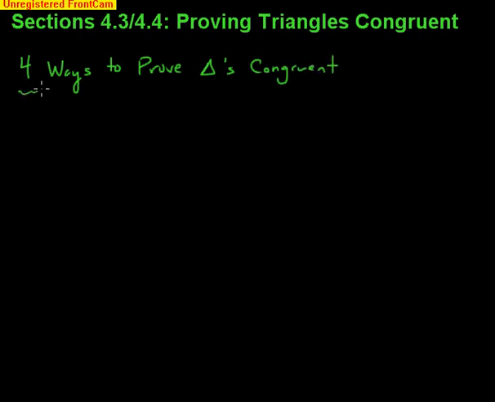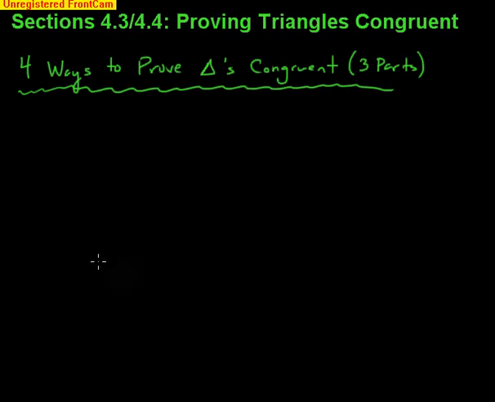What's nice about these 4 ways is you only need 3 parts in each way. If you think about a triangle, there are 6 parts: 3 sides and 3 angles. In these 4 ways to prove triangles congruent, you only need 3 of the 6 parts. The first 2 are going to involve at least 2 sides.